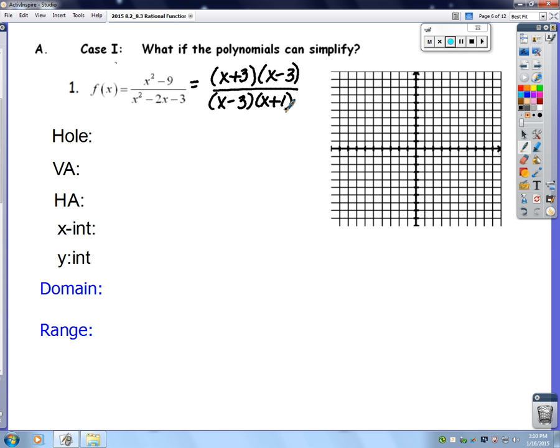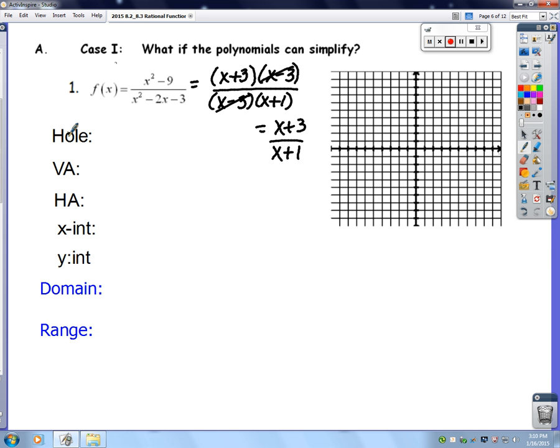Alright, notice that this rational function has a common factor of x minus 3. So x minus 3 over x minus 3 is just 1, so that divides out, leaving us with x plus 3 over x plus 1. We're going to use that to graph our function. Now, alright, so we've got to start answering the following questions. What's a hole? What does a hole in a graph look like?